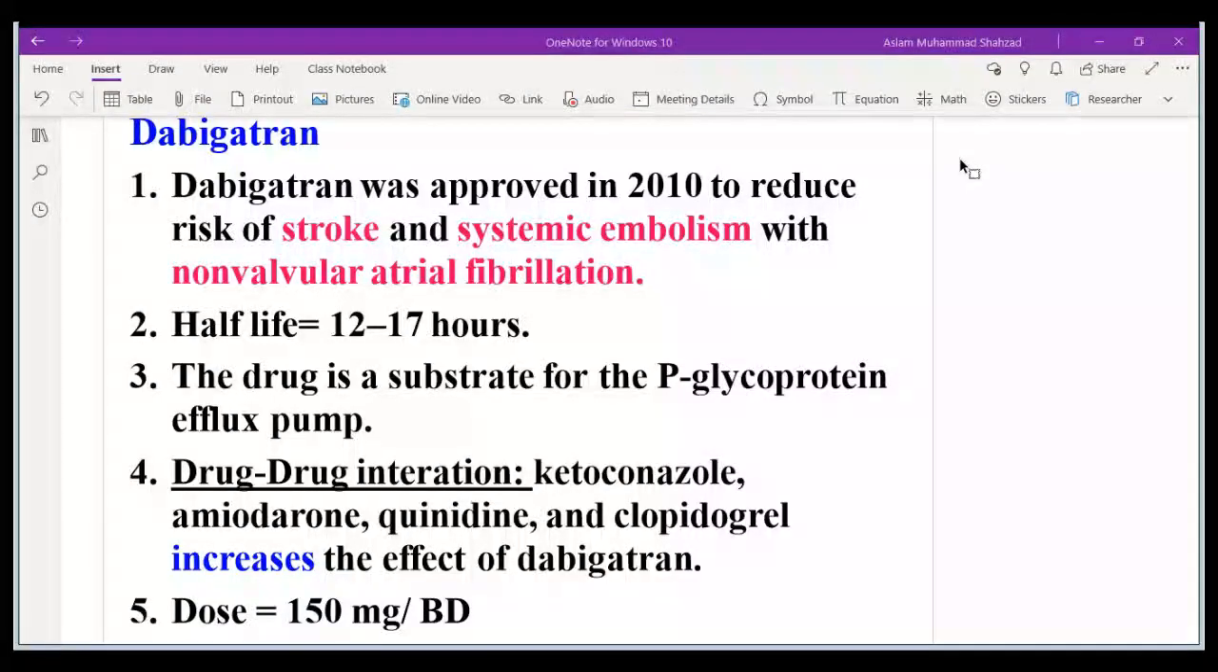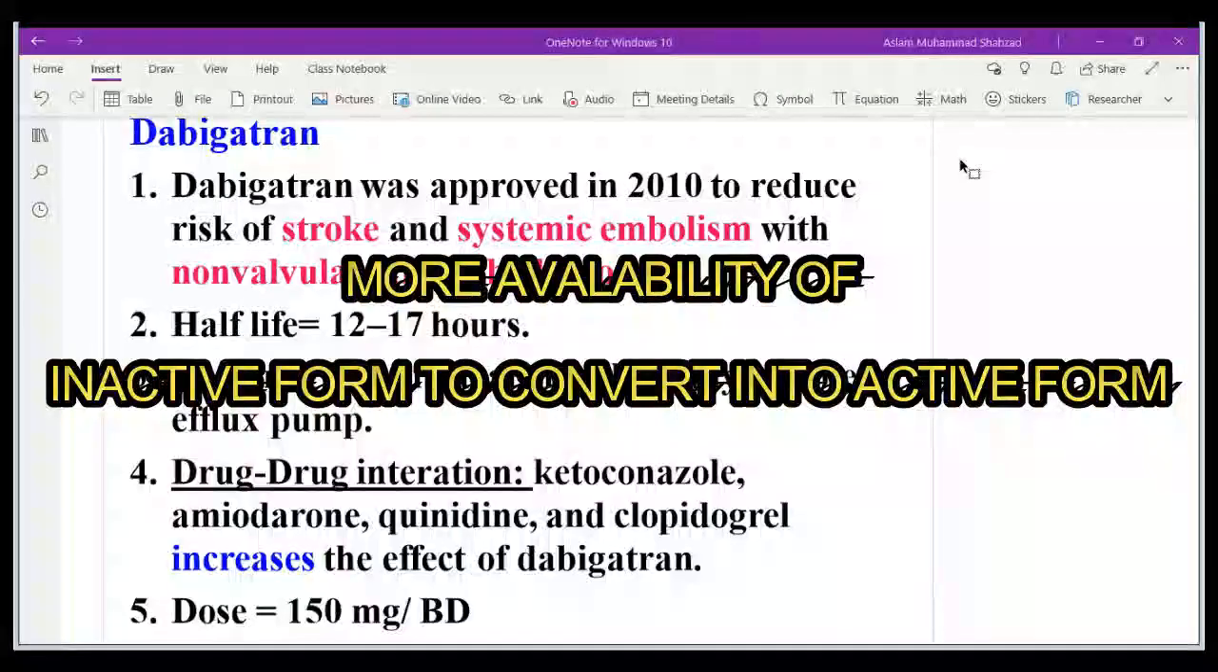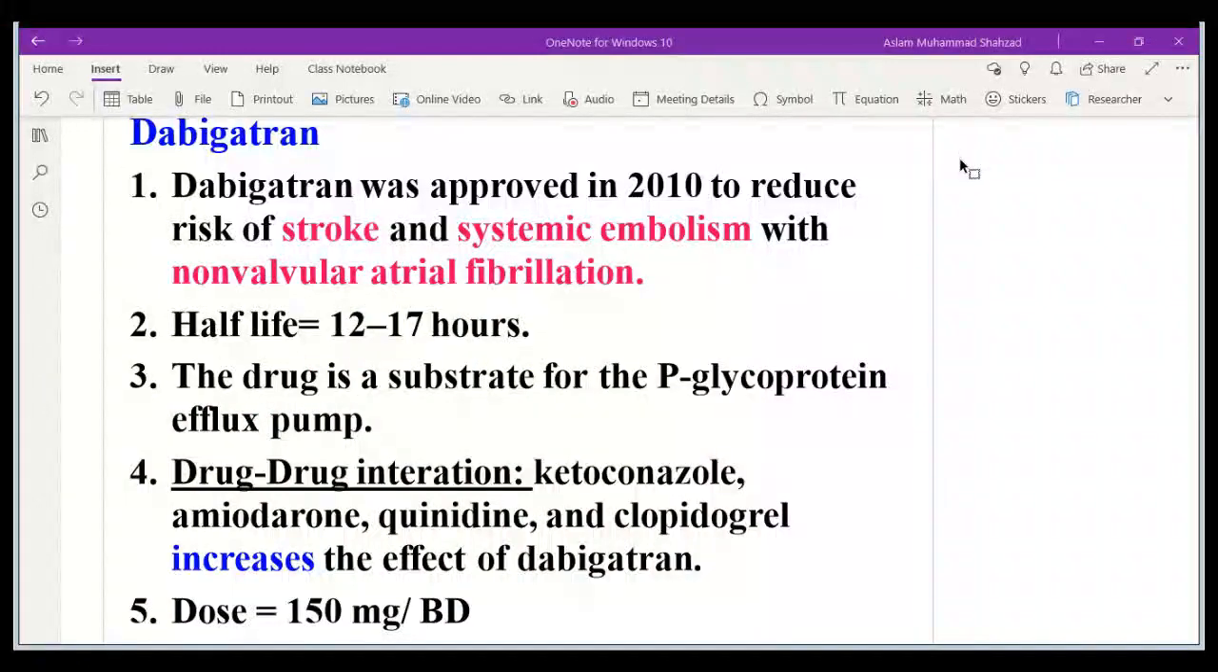What is actually happening with some drug interactions, like ketoconazole, is that if ketoconazole and dabigatran are given at the same time, they increase the concentration of dabigatran. Why? Because ketoconazole is a P-glycoprotein inhibitor. So when it inhibits P-glycoprotein, there will be more availability of the inactive dabigatran to be converted into the active form. So it will increase the concentration of dabigatran because of the availability of the inactive form to be converted to the active form by the liver enzymes.